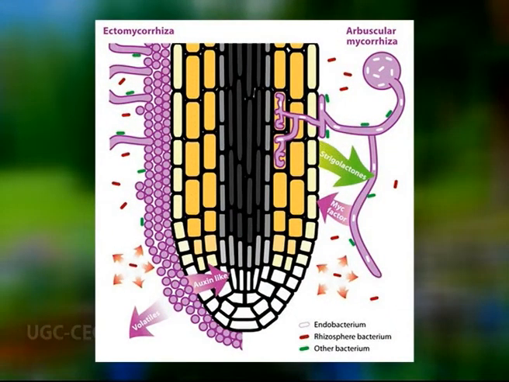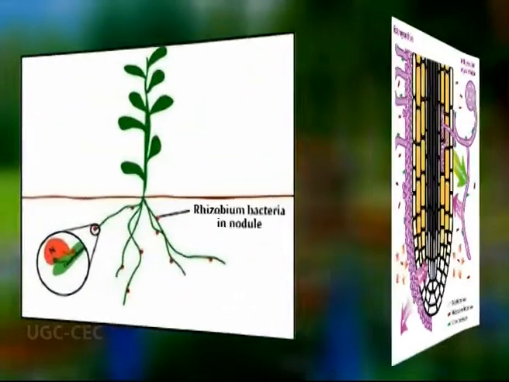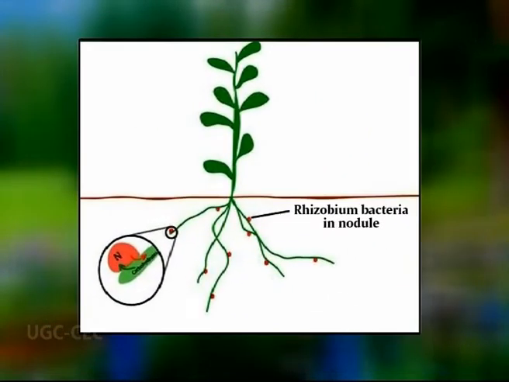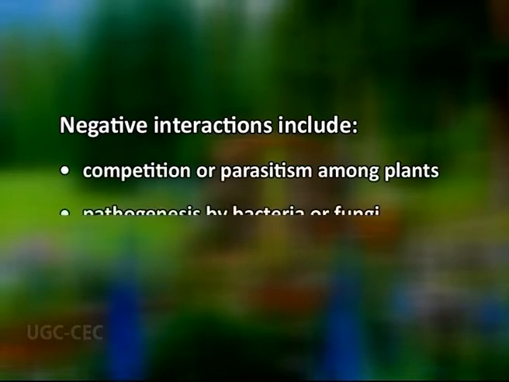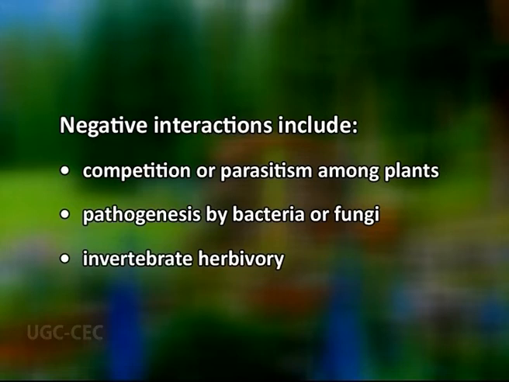Positive interactions include symbiotic associations with mycorrhizal fungi and root colonization by bacterial biocontrol agents and plant growth promoting bacteria, that's PGPB. Negative interactions include competition or parasitism among plants, pathogenesis by bacteria or fungi, and invertebrate herbivory.